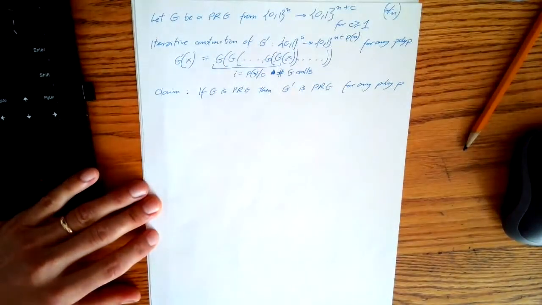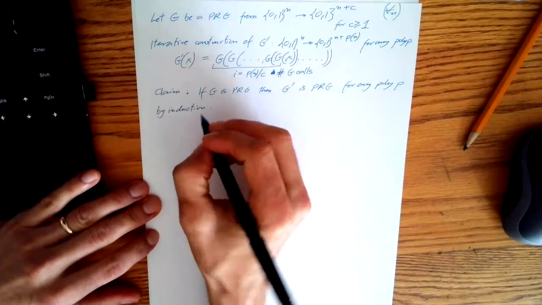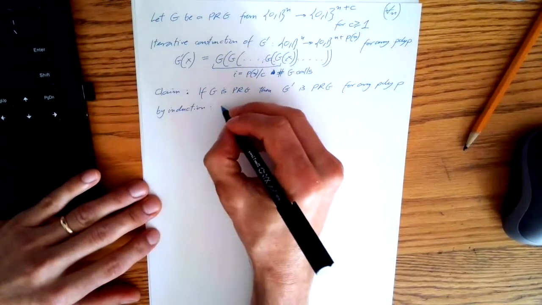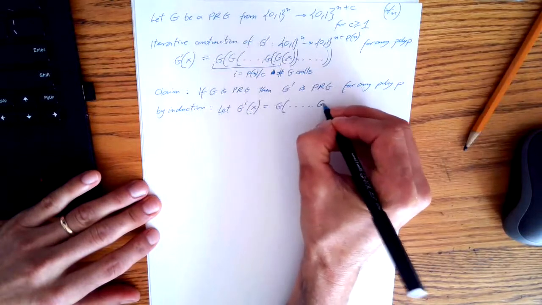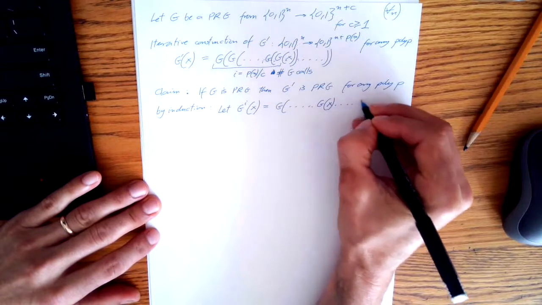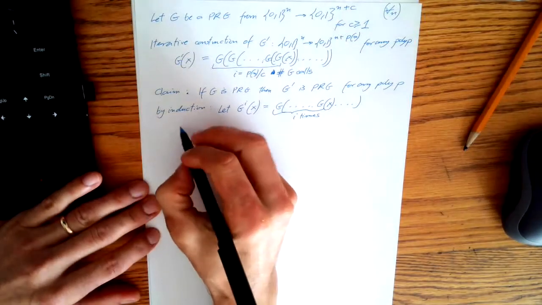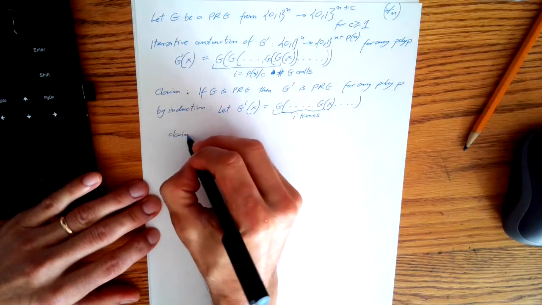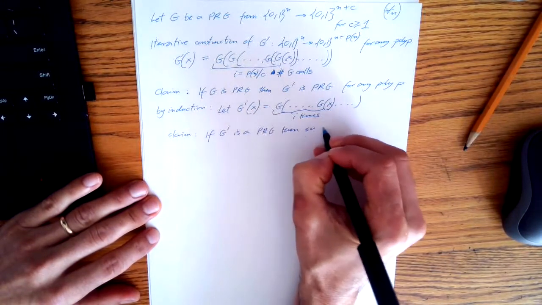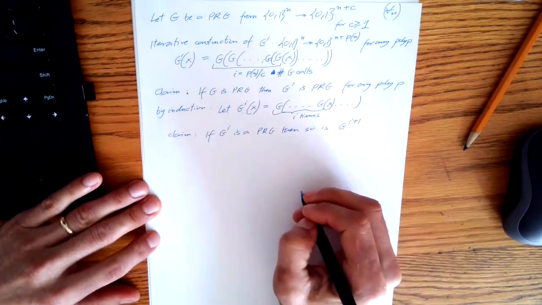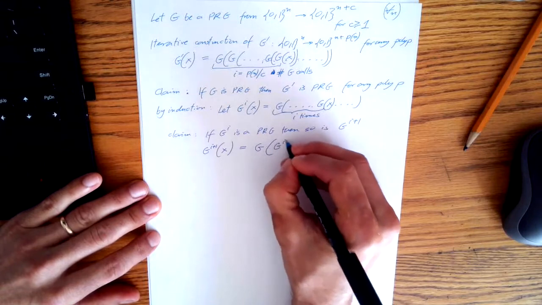Basically, it's by induction. Let G^i of x be G applied to the application of G, in a loop, i times. Then the claim is: if G^i is a PRG, then so is G^(i+1), because G^(i+1) can be expressed as taking G applied to the output of G^i of x.